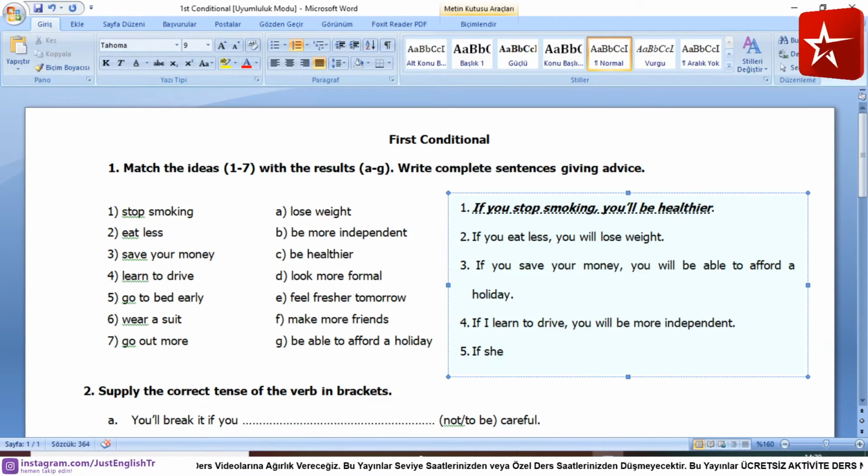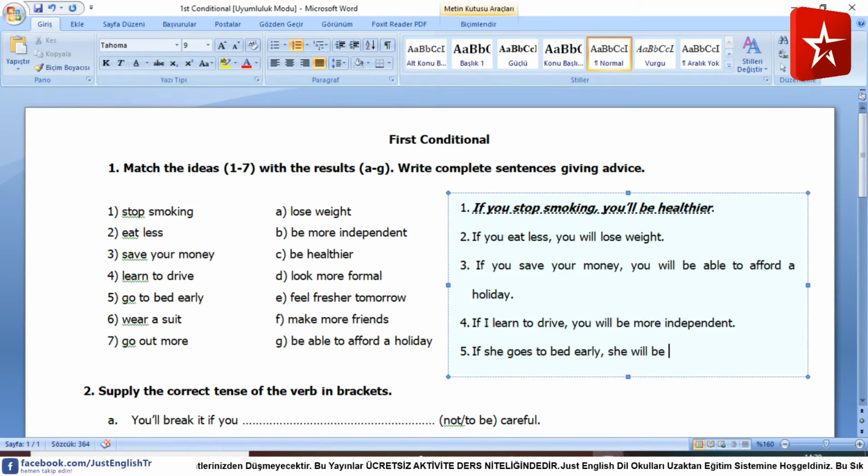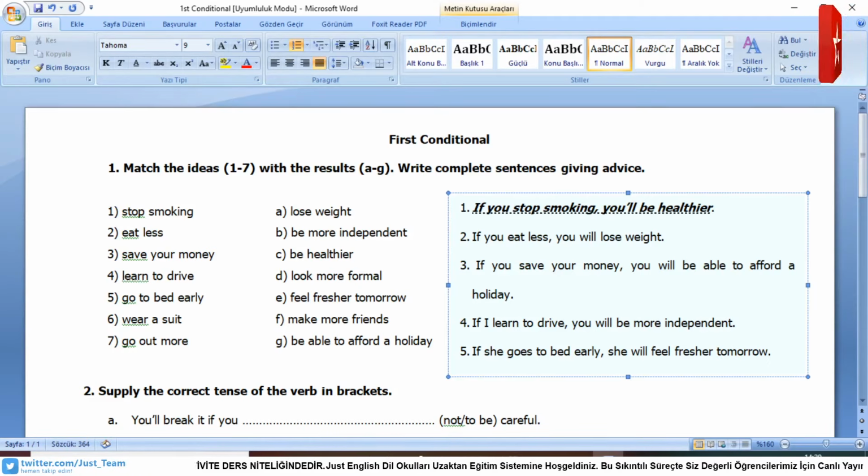Yes, correct. Great. If she goes to bed early, okay, she will be, yes, she will feel fresher tomorrow. Great. All right.